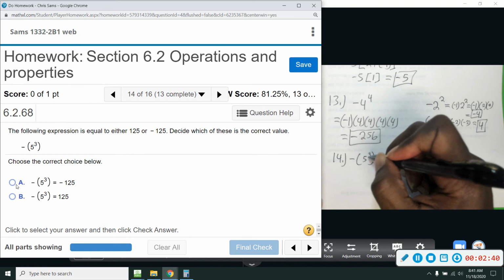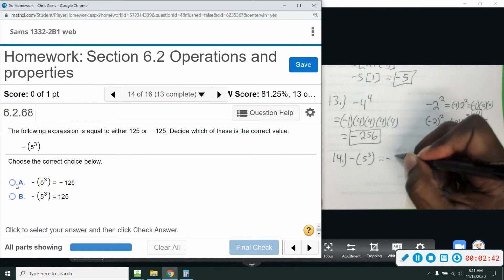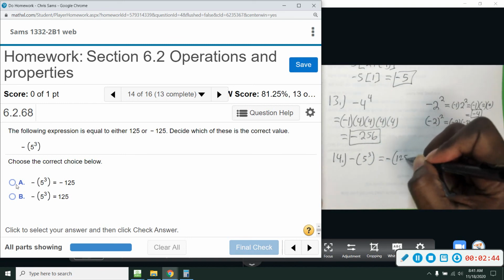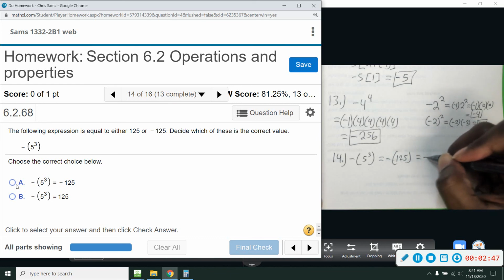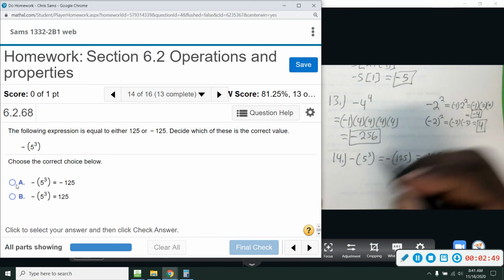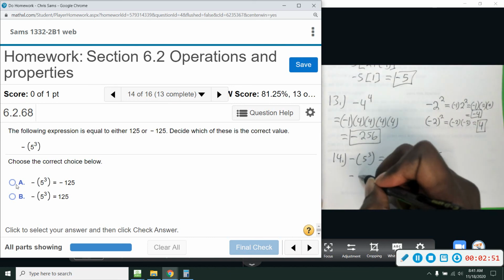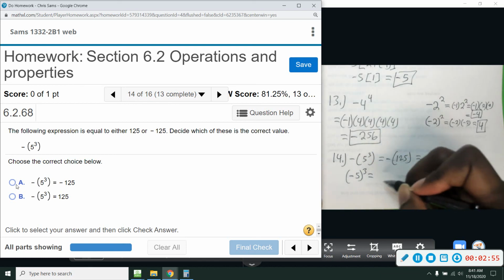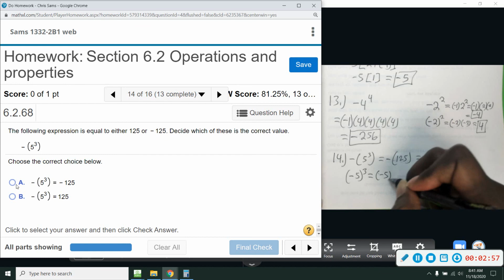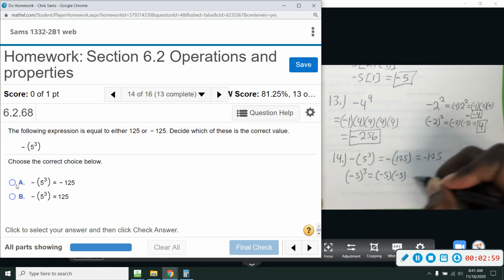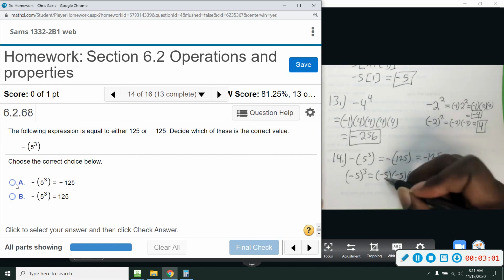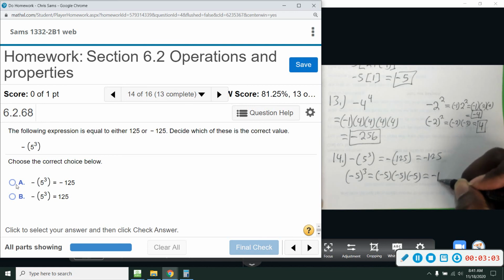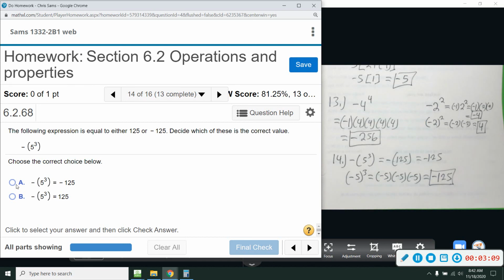So you get 125, and then you apply negative, so you get -125. Even if it were like this, -5 raised to the 3rd, you would still have -5 3 times. You have an odd number of negatives, it would be -125 no matter what, since there's an odd number of negatives.